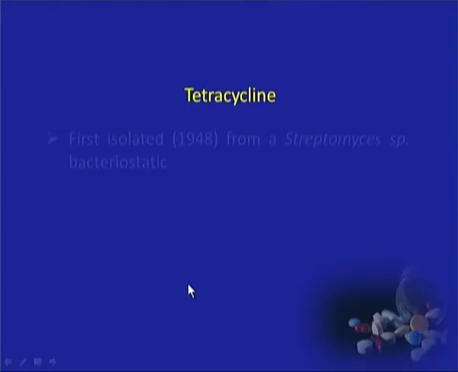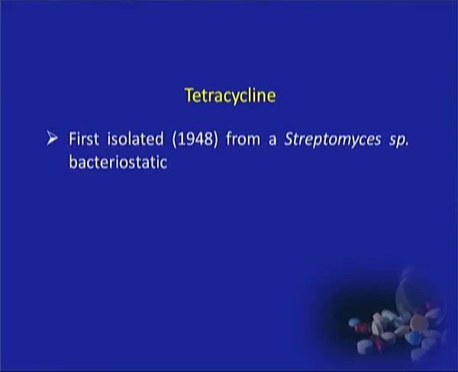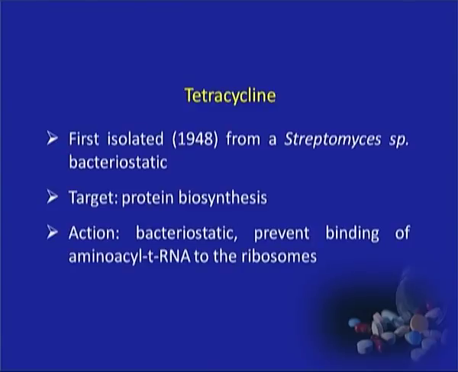Let us discuss the history of tetracycline. Tetracycline was first isolated in 1948 from a Streptomyces species. It is bacteriostatic in nature. The target is protein biosynthesis. The action is that it prevents binding of aminoacyl transfer RNA to the ribosome.